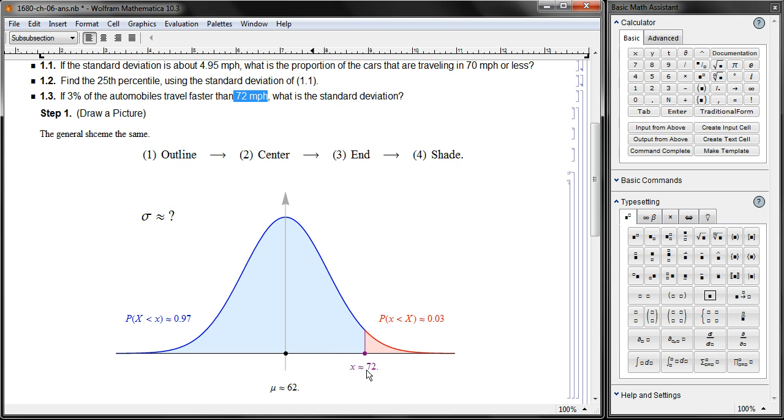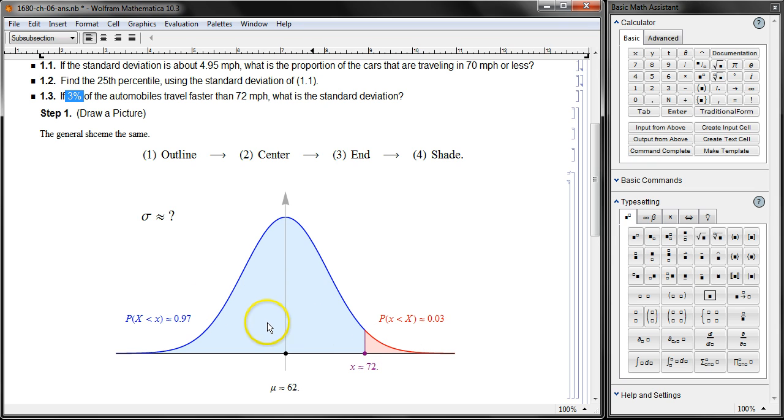And how do we shade? Well, it depends upon what we want. 3% of the automobiles travel faster than 72 miles per hour. So travel faster, more than 72, so we have to shade this time to the right hand side. So we are looking for this right hand side, this red part. And that probability is what? 3%. In decimal, 0.03. So this is 0.03.